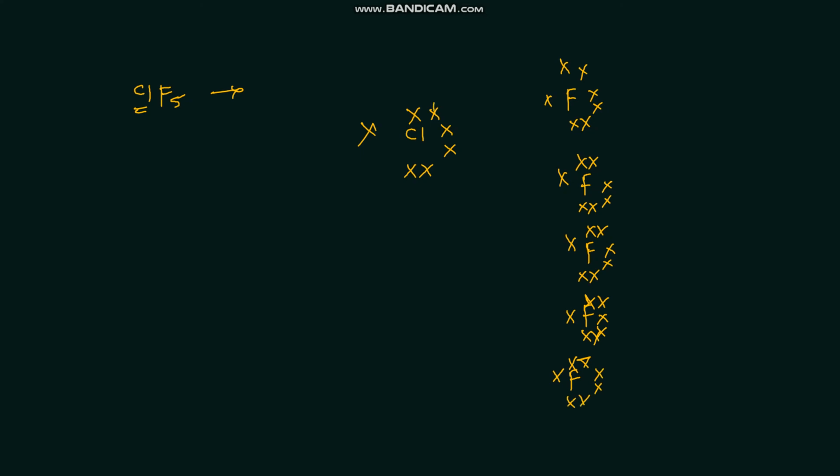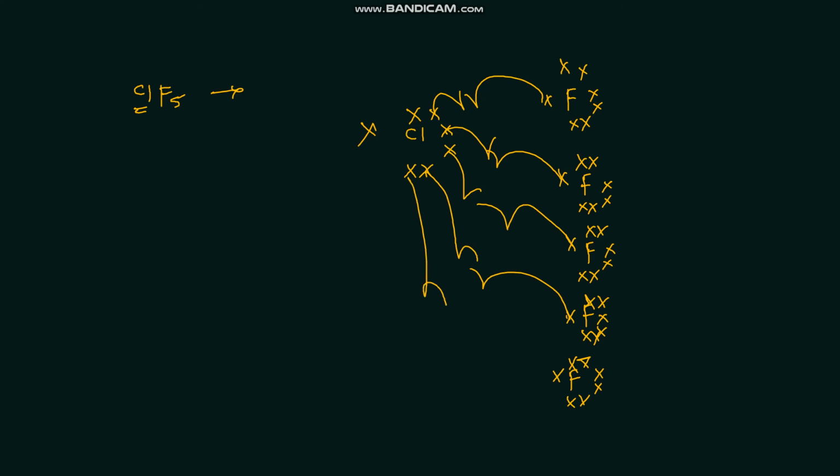Here this Cl forms a bond with fluorine by sharing of electrons. This Cl forms a bond with fluorine by sharing of electrons. This Cl forms a bond with fluorine by sharing of electrons. Here how many bonds are formed? 1, 2, 3, 4, 5 bonds are formed, and this 1 lone pair remains as it is.